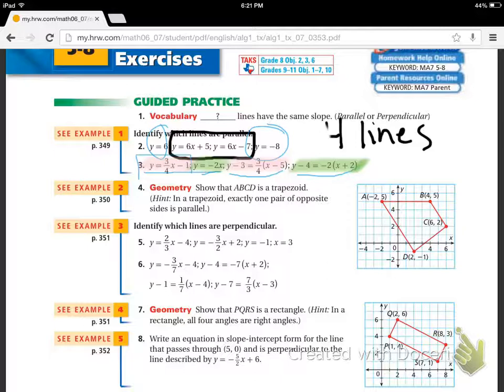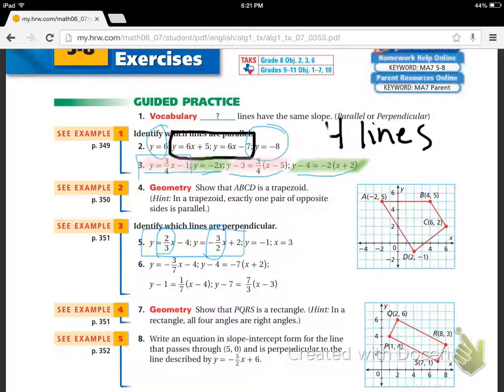Identify which lines are perpendicular. So remember, perpendicular lines have opposite slopes. Okay? So we're going to start with number 5. And let's just look at their slopes. We have it in y equals mx plus b format, so let's use that. There it is. This one says 2/3. This one says negative 3/2. So these are opposites, so those two lines are perpendicular.